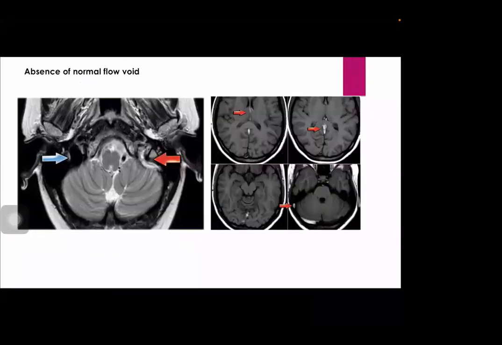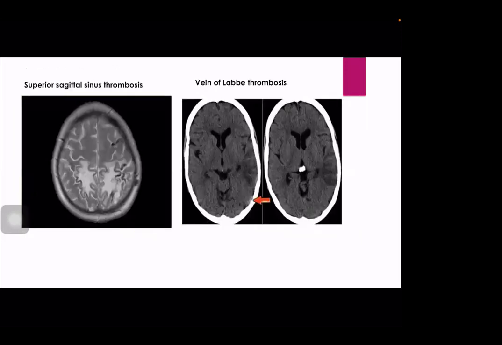On the MRI, you see the absence of the normal flow void. Normally the venous sinus should appear as a flow void on the MRI image. Here you can see it is normal on the right, but there is absence of the flow void in the left sigmoid and the internal jugular vein. Again, you can see absence of the flow void in the internal cerebral vein, straight sinus, and the right transverse venous sinus, indicating venous thrombosis.